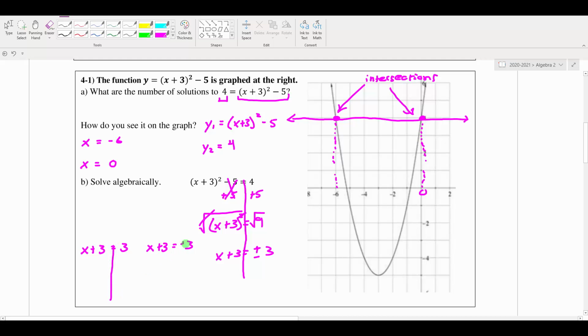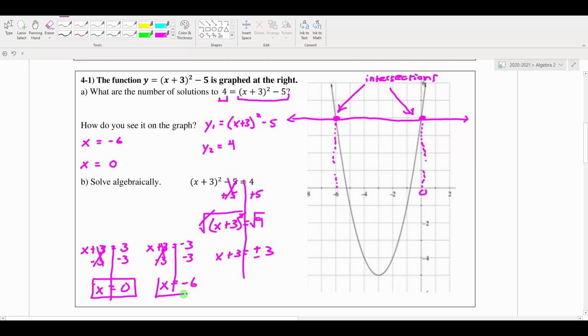And then I would have to solve both of those equations. All right, so for this one, we would subtract 3 from both sides. The 3's cancel, and we get x equals 0, which is one of the solutions that we got graphically right here. Now let's see what happens here if I subtract 3 from both sides. The 3's cancel, and we get x equals, well, negative 3 minus 3 is negative 6.